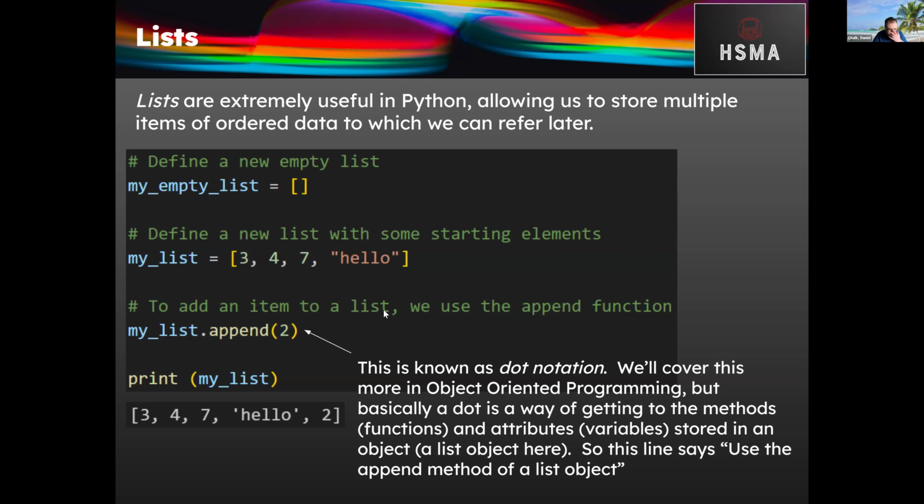Now, if we want to add an item to a list, we can use something known as the append function. So the append function, as you've seen so far, we open our brackets and we put in any inputs, and the input to an append function is the thing that you want to add to the list. So if I put append 2 here, that would add the number 2 to the end of the list. Okay, and it'll always add it to the end by default.